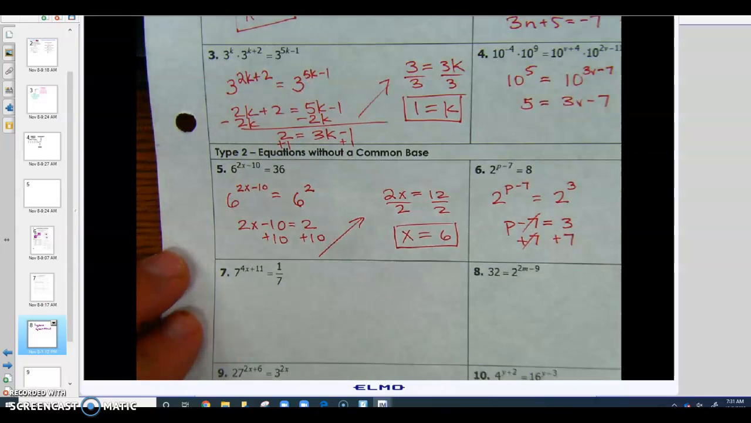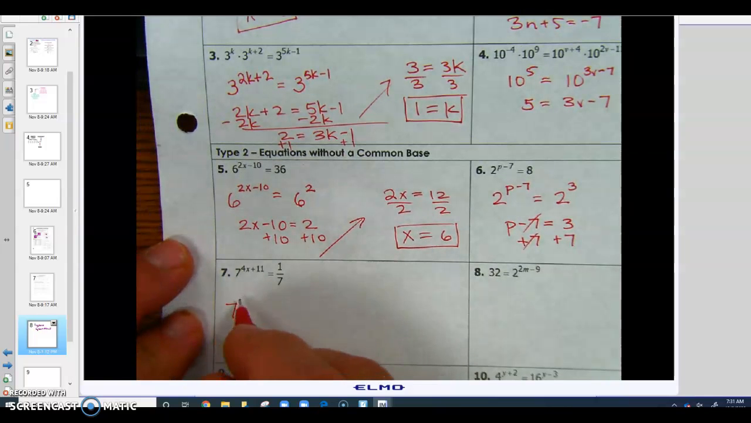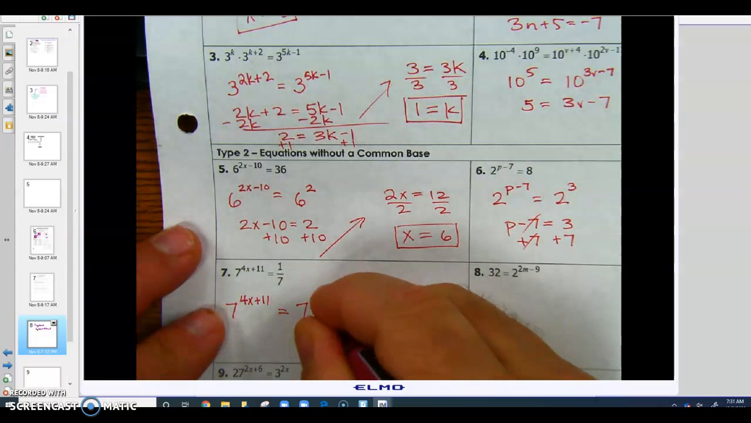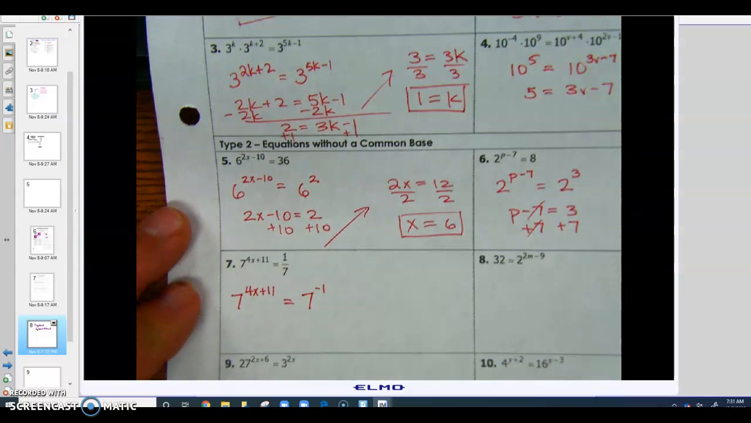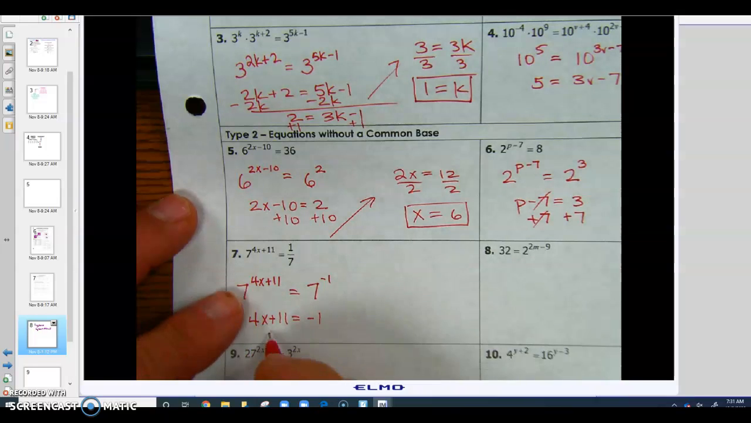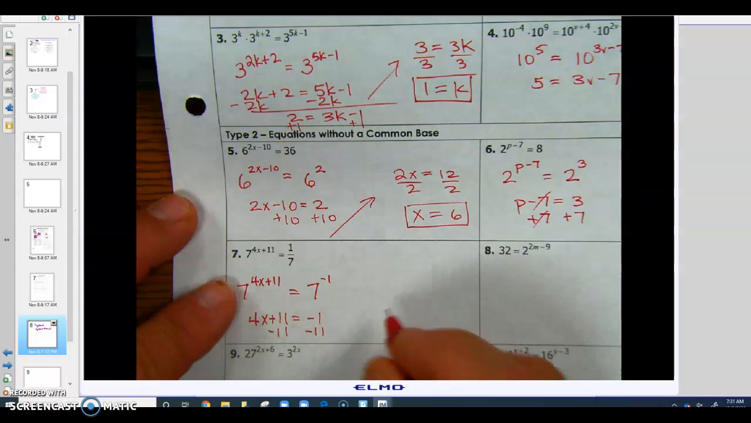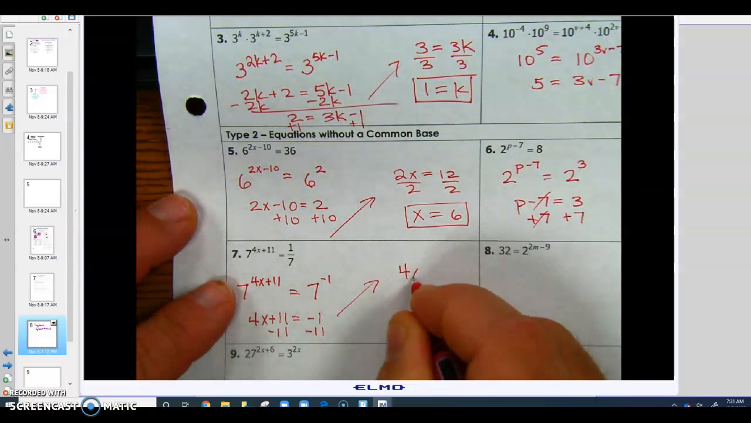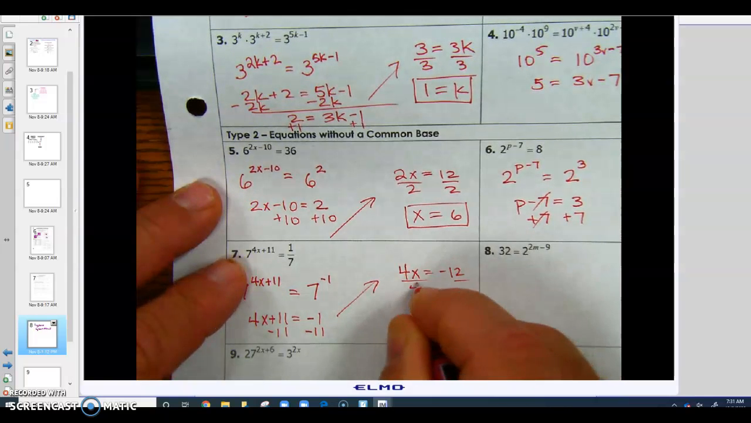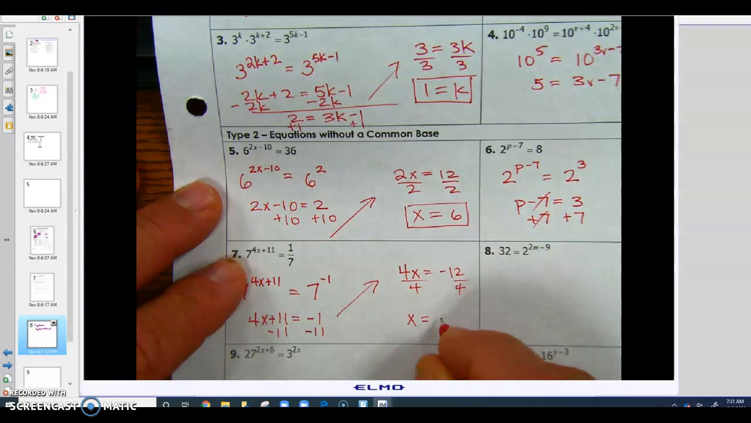All right. This is a tricky one because a lot of you forget about negative exponents, but I'm going to give you a nice little reminder here. How do you write 1 over 7 as a power of 7? Well, that's 7 to the negative 1 power. So drop the bases. 4x plus 11 equals negative 1. Subtract 11 from both sides. 4x equals negative 12. Divide by 4. X equals negative 3.